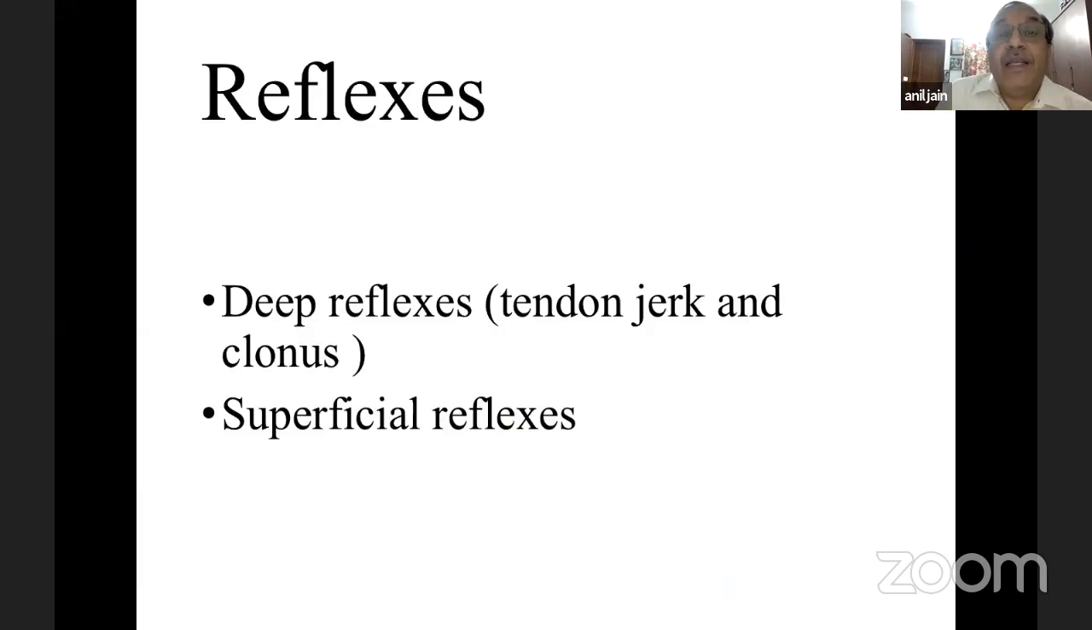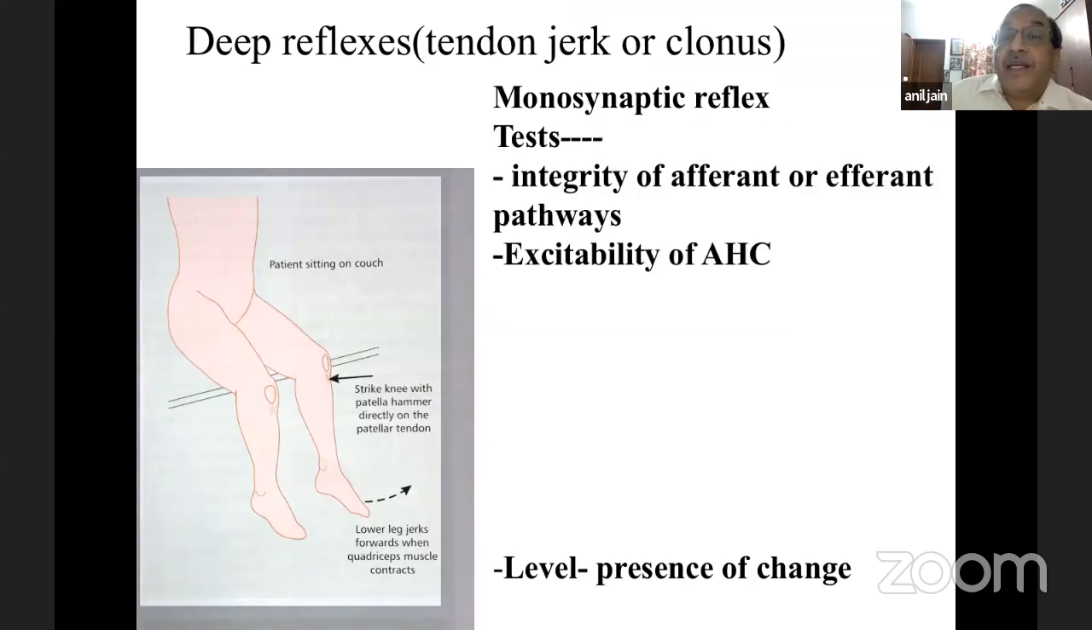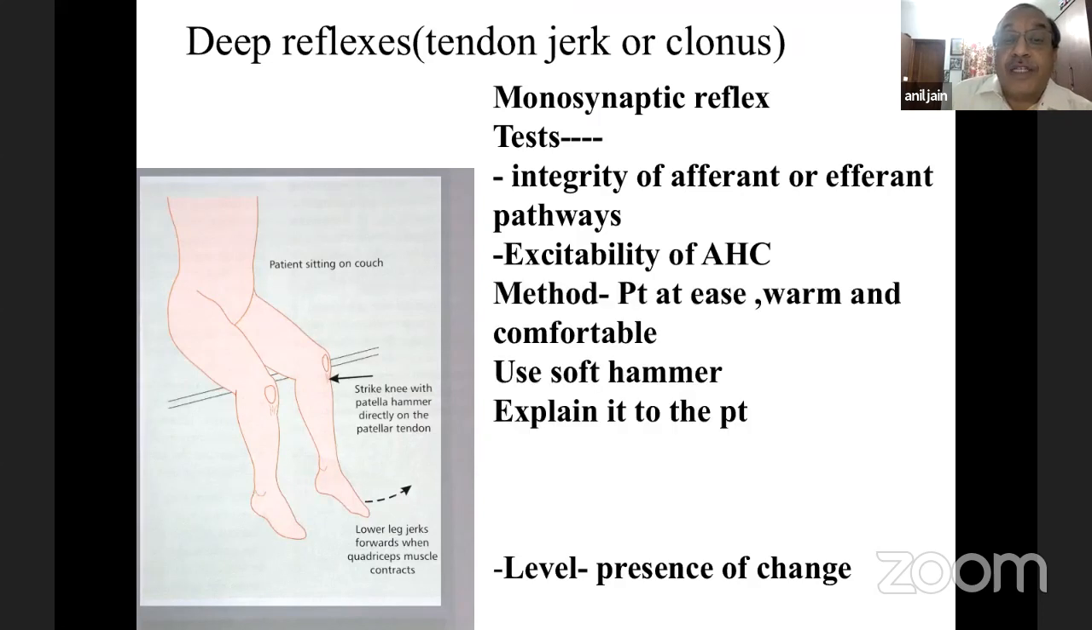Now, after testing the muscle, we come to reflexes. There are deep reflexes, tendon jerks and clonus, and superficial reflexes. Deep reflexes are monosynaptic reflexes. They test the integrity of the afferent and efferent pathway and the excitability of the anterior horn cell.